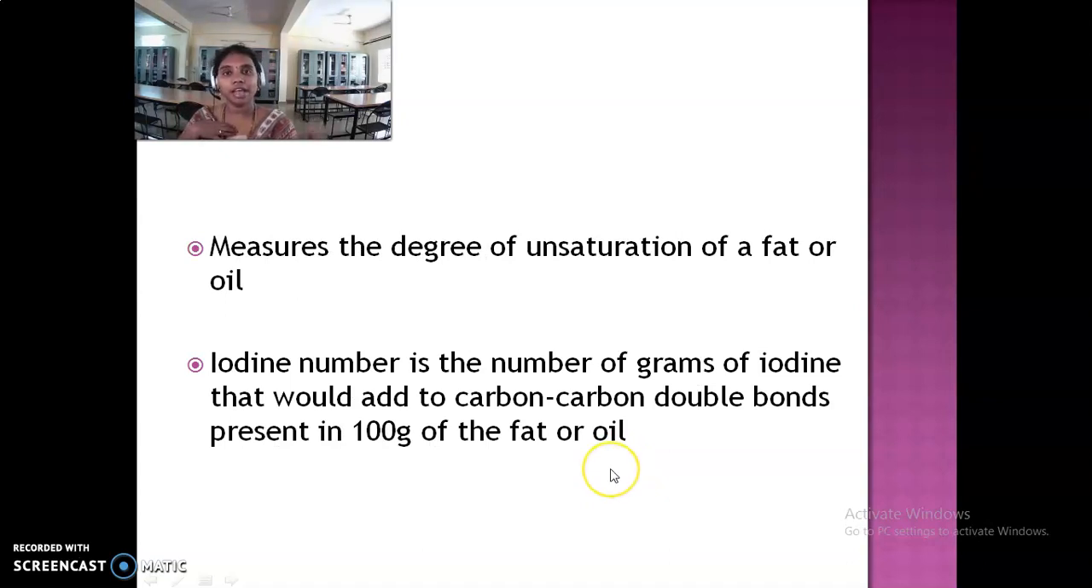As we have discussed, the iodine will go and react with the double bonds. That means however many double bonds there are, that much iodine is absorbed. So based on the iodine absorption, you can estimate the number of double bonds present in the sample. This is the main significance of determining the iodine value for a sample. So it's the number of grams of iodine that would add to the carbon-carbon double bonds present in 100 grams of the fat or oil, as we have already discussed.